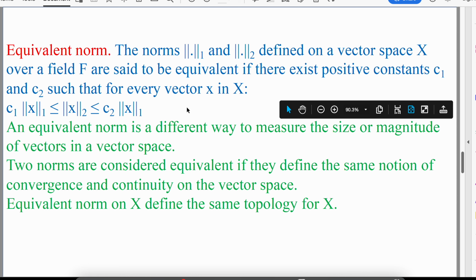An equivalent norm is a different way to measure the size or magnitude of a vector in a vector space. Two norms are considered equivalent if they define the same notion of convergence and continuity on the vector space. And equivalent norms on X define the same topology. So this is a very important concept, in which we have defined how we say that two norms are equivalent.